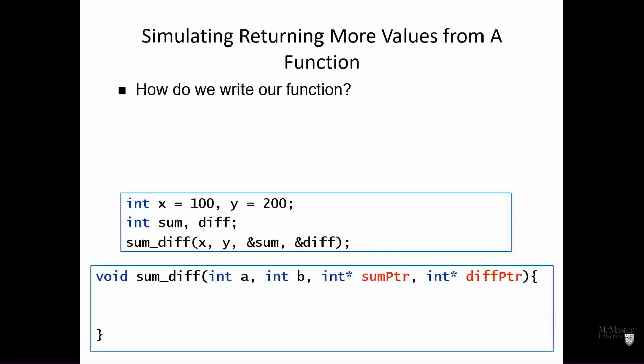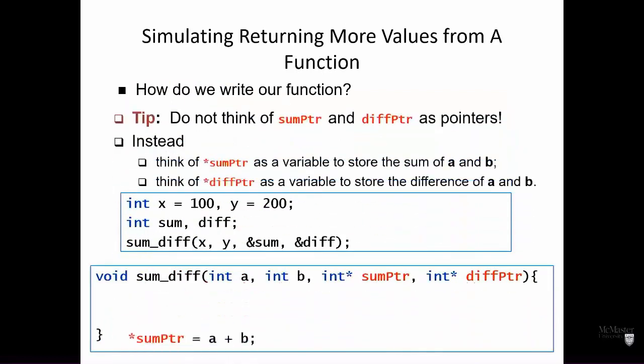Good? What I would do inside the function is I'm just going to assign the value of a plus b to the sum pointer dereferenced, which means the memory location that the sum pointer is pointing to is going to hold the sum of a and b. Similarly, the memory location the diff pointer is pointing to is going to hold the difference, and then I'm done. Just 2 lines.